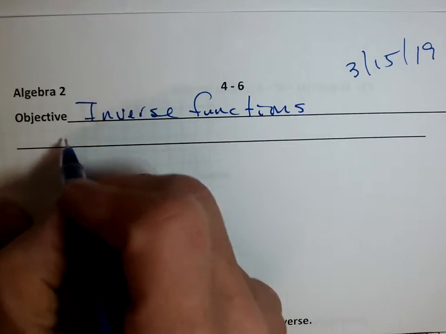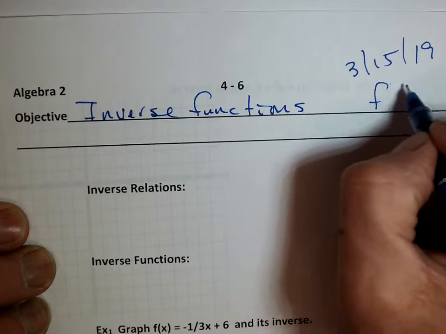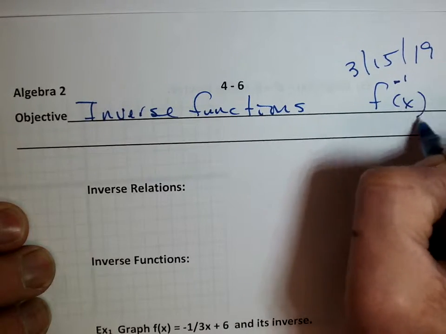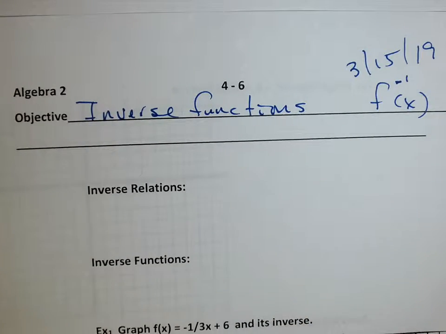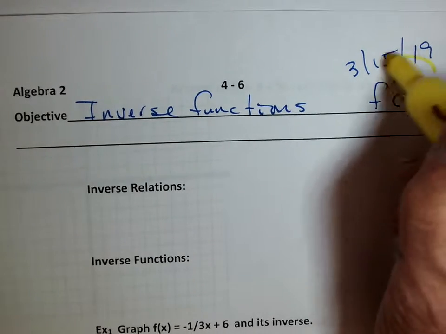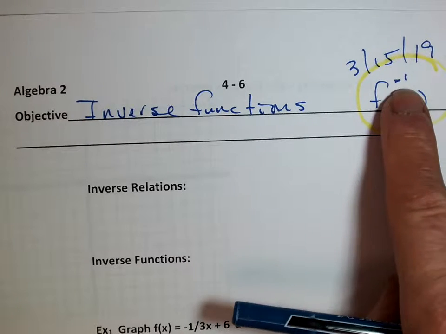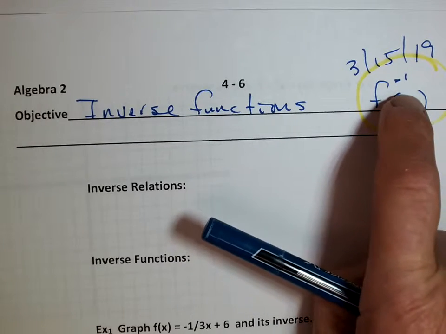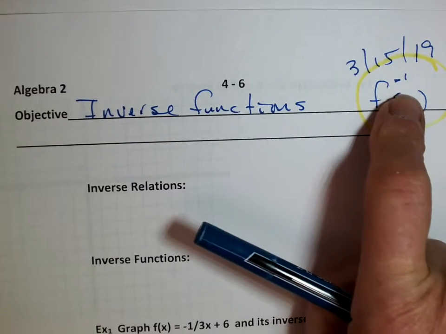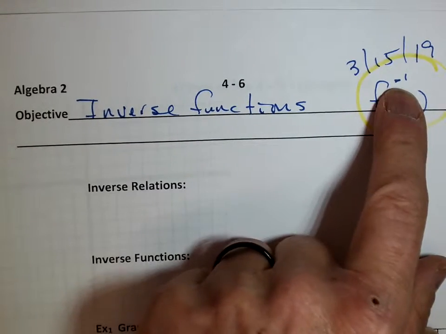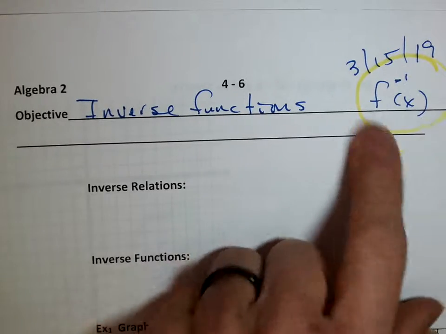So we're going to use this symbol, f^(-1)(x). That's my symbol. When you see this f^(-1), it means it's the inverse. That's the symbol for inverse. When you see that little f inverse or g inverse, this little (-1) doesn't mean negative exponent. It just means it's the opposite, or it's the inverse. It doesn't mean negative exponent like our warm up. It just means this is the inverse function.